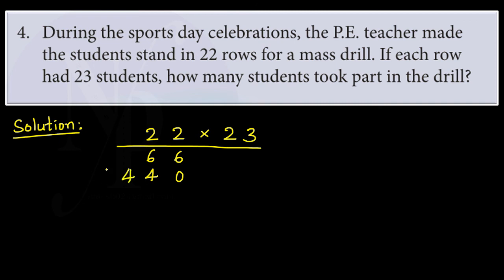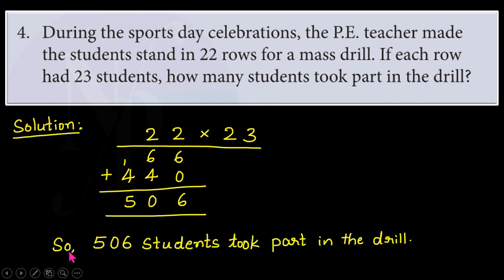Let's add these numbers now. 6 plus 0 is 6. 6 plus 4 is 10. 1 is carried forward. 1 plus 4 is 5. So 506 students took part in the drill. So we conclude by writing the statement. So 506 students took part in the drill.